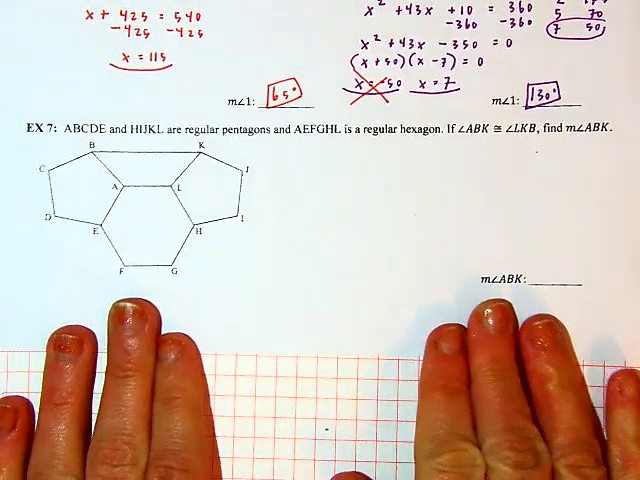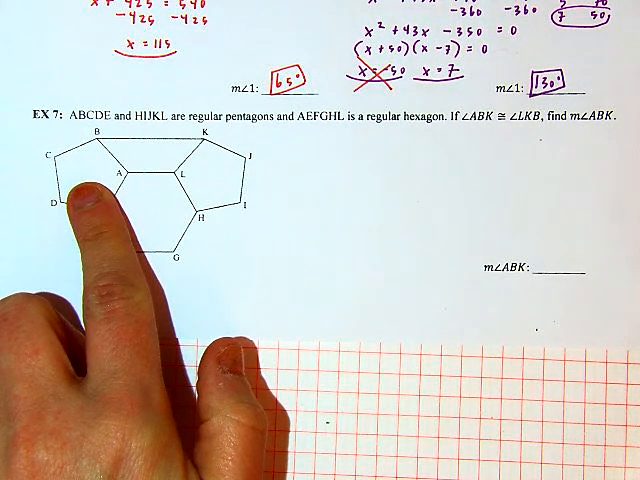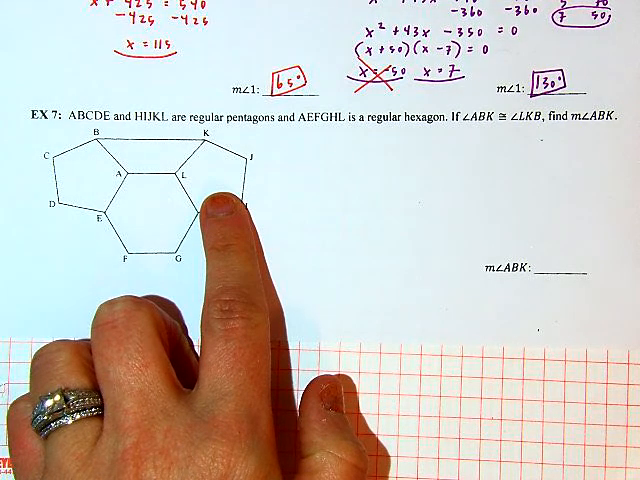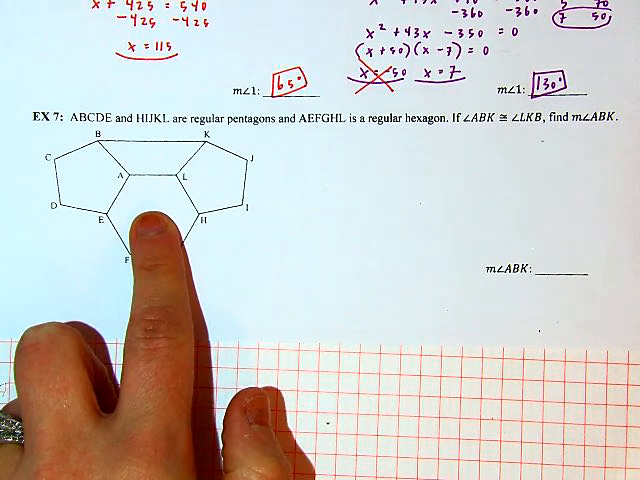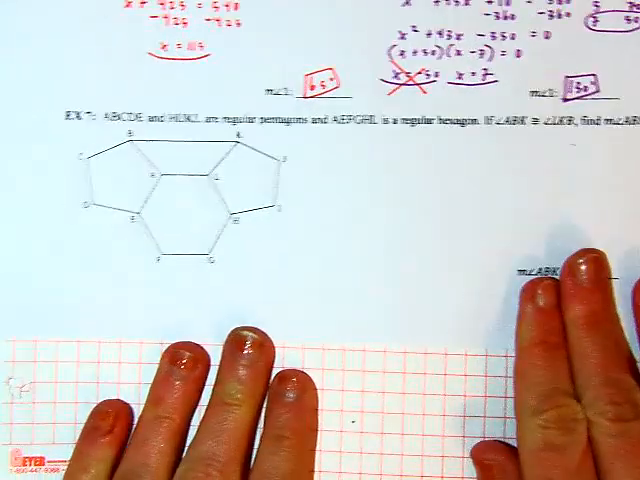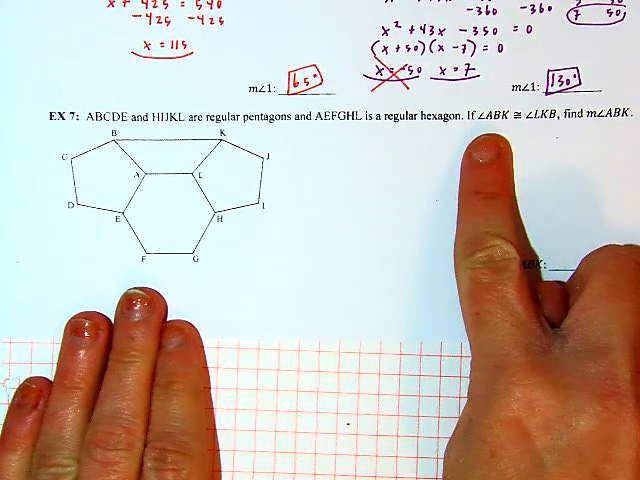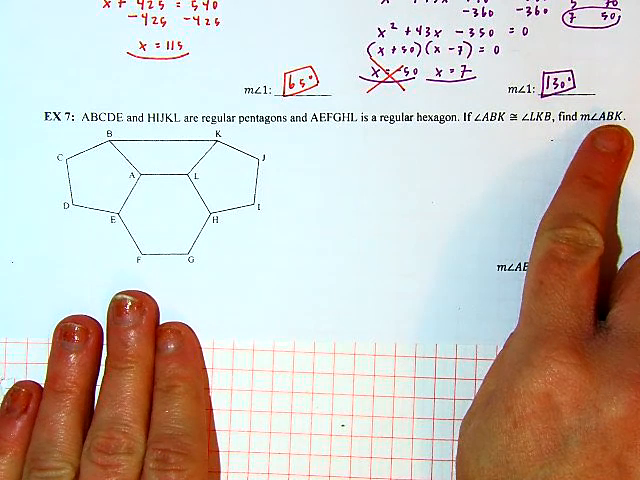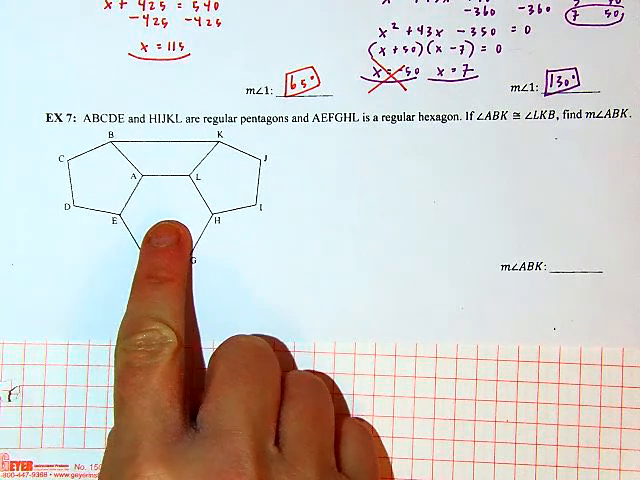All right, last problem. So here we know that ABCDE is a pentagon, and it's regular, and so is HIJKL. So these are both regular pentagons, and then here is a regular hexagon. We are also told that angle ABK is congruent to LBK, and we want the measure of ABK. Okay, so let's just unpack that for a second. Regular pentagon, regular pentagon, regular hexagon.